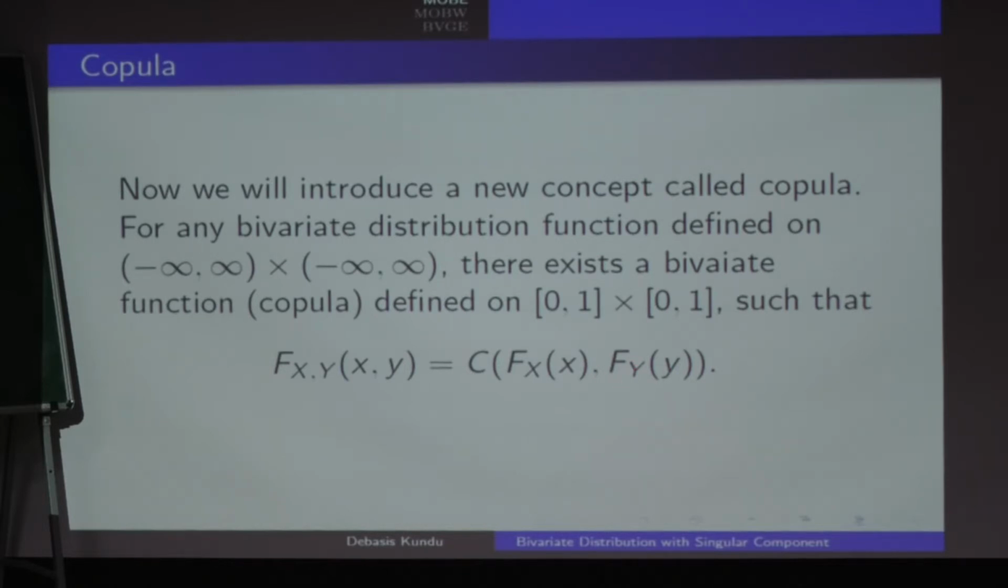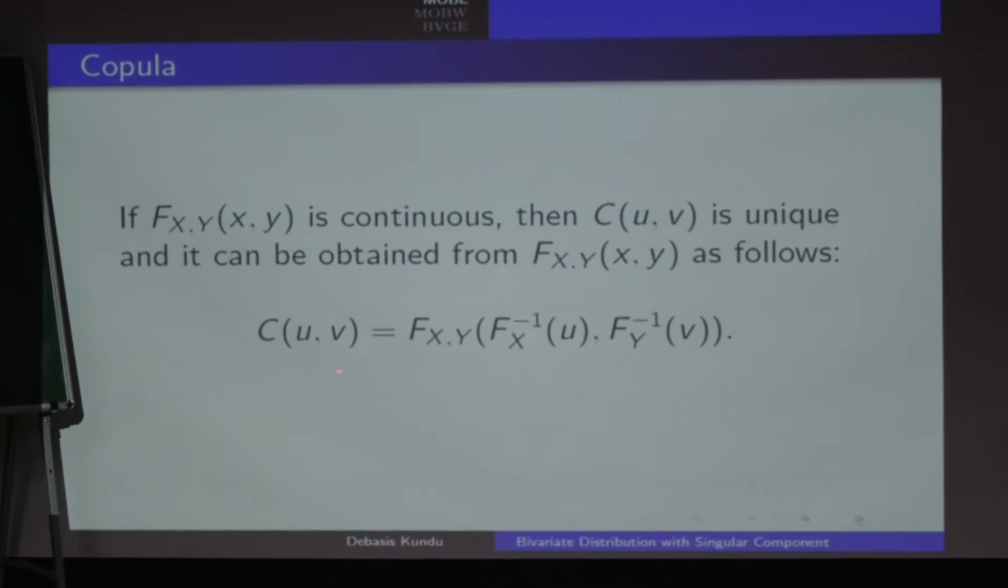How can I get back my C? That is also very simple. I can get back my C from this capital F(x,y) by using this form: C(u,v), because I know that u and v lie between 0 and 1, is nothing but your joint distribution function at the point F_X inverse of u, F_Y inverse of v. So that is a simple form. That means if I give you a joint distribution function, you will always be able to get a unique copula.